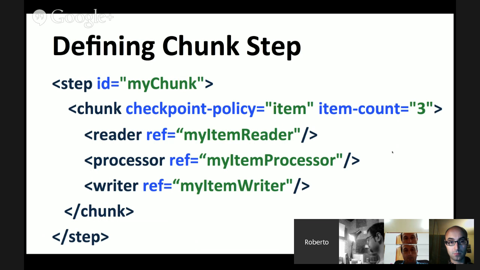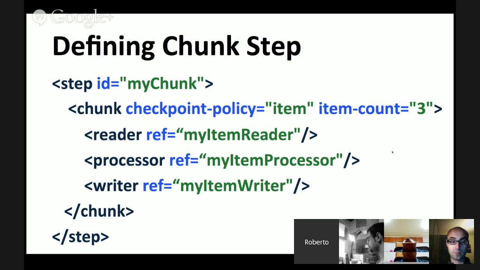Now, how can we define the chunk step? So this is like the XML. It's pretty easy. You have a couple more things than on the Batchlet side, but I think it's pretty straightforward. Instead of a Batchlet, we have a chunk element with a checkpoint policy item and an item counter of 3. So we're saying we're going to read 3 items at a time, and then we're going to write 3 items at a time as well. And we're now defining an item reader, an item processor, and an item writer.